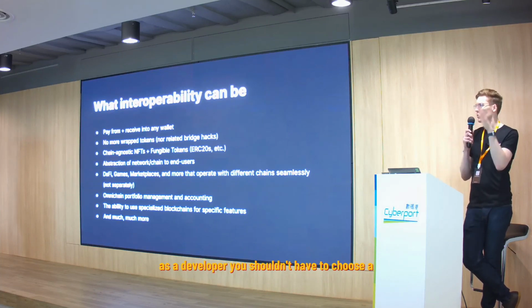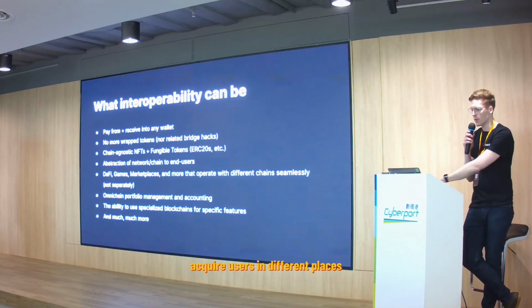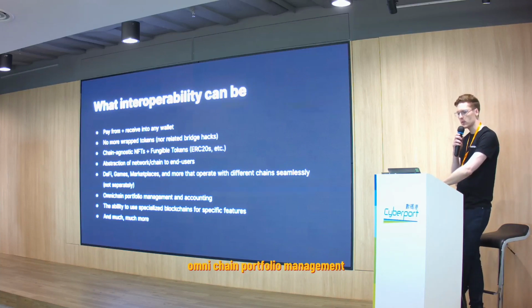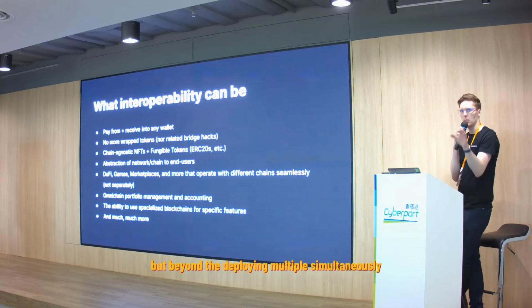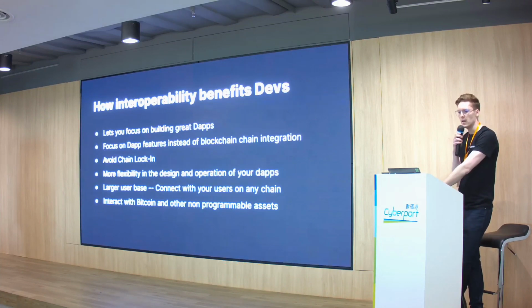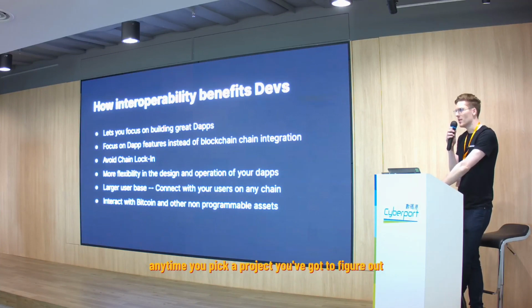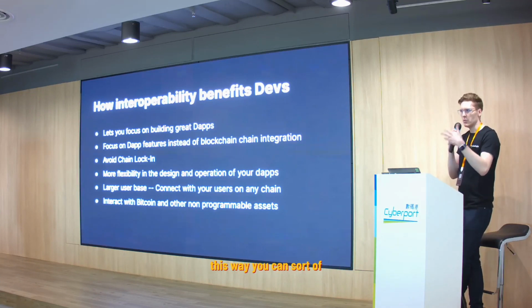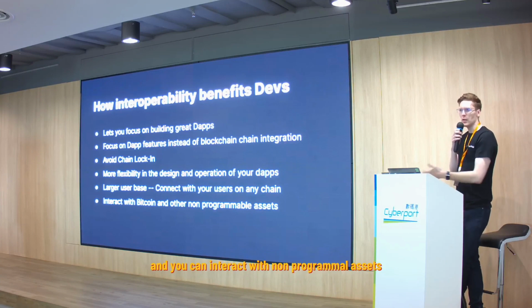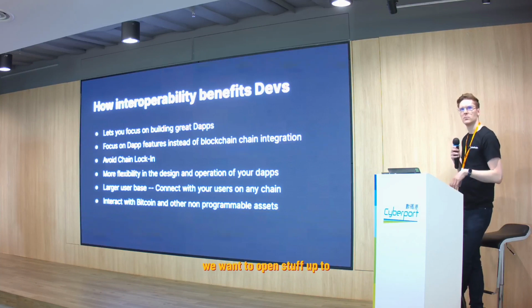As a developer, you shouldn't have to choose a chain and get locked in really early. You should have the freedom to acquire users in different places. Omni-chain portfolio management, and there's a lot of specialized blockchains out there that you can use for specific features, but being able to deploy on multiple simultaneously. That's a lot of how it benefits you, right? Avoiding chain lock-in. The larger user base is a big one, right? I think anytime you pick a project, you've got to figure out how many users are on that chain, and how many are going to actually want to use your products. This way you have access to the whole ecosystem, and you can interact with non-programmable assets: Bitcoin, Dogecoin, things like that. We want to open stuff up too.